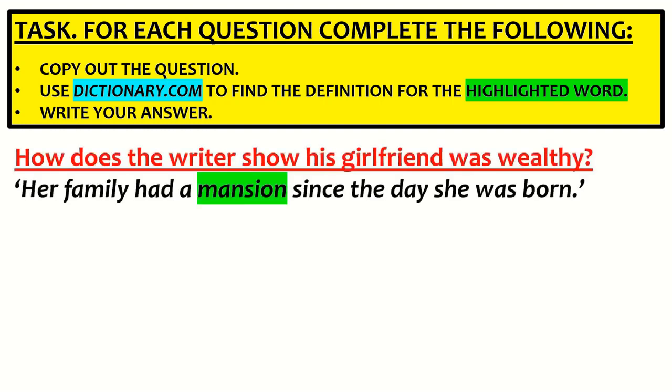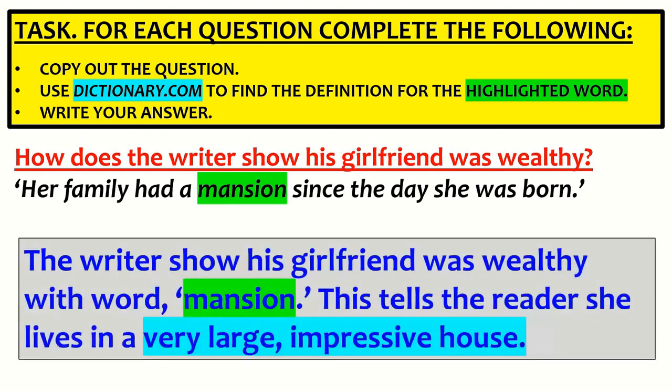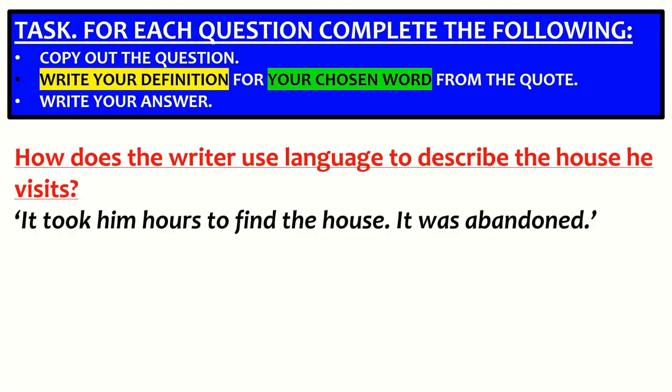So for a question, if it was, how does the writer show his girlfriend was wealthy? Her family had a mansion since the day she was born. Again, what does the word mean? It could have said house. Why has the writer decided to use mansion? Well, the writer shows his girlfriend was wealthy with the word mansion. What's the definition of a mansion? This tells the reader she lives in a very large, impressive house. Again, this time the students wrote their own definition without looking at the dictionary based on the chosen word.